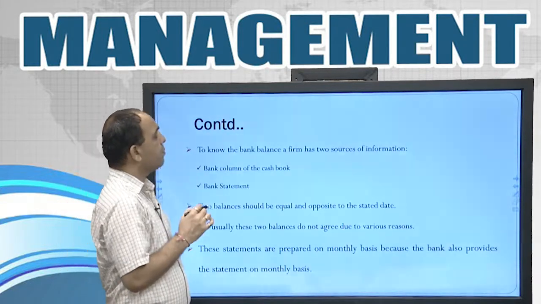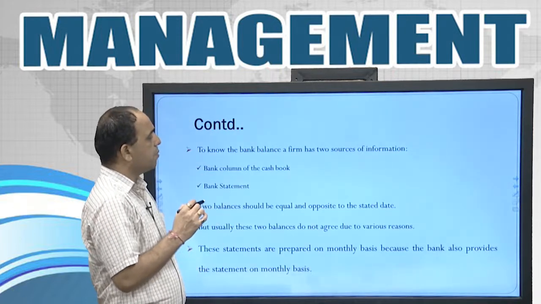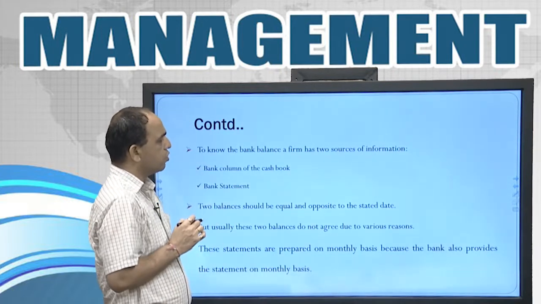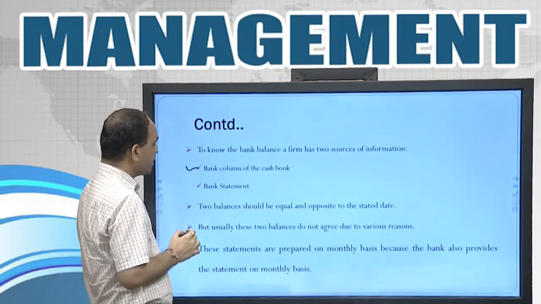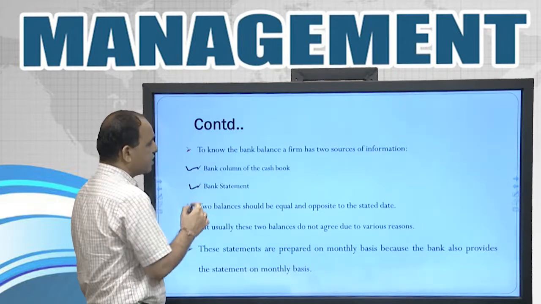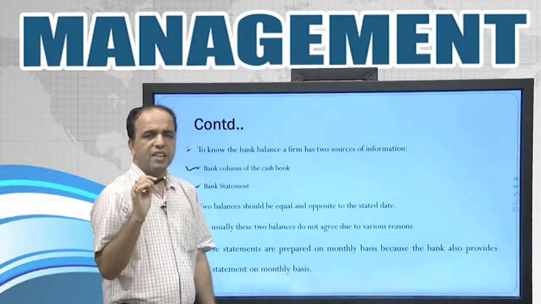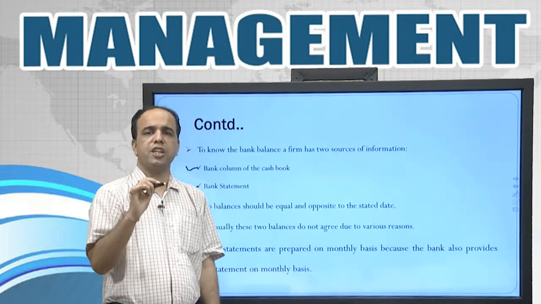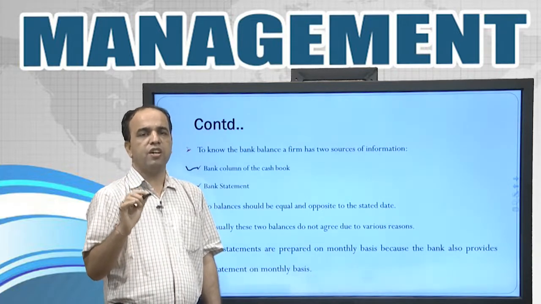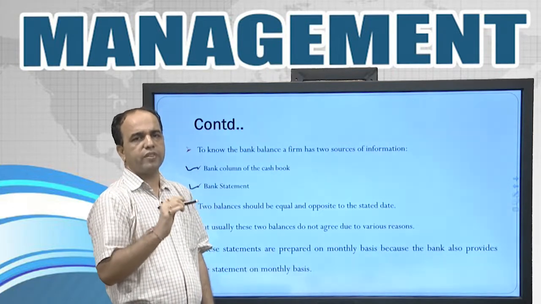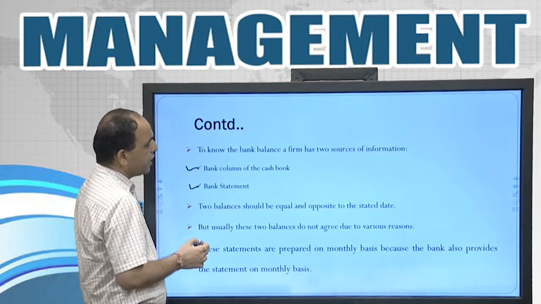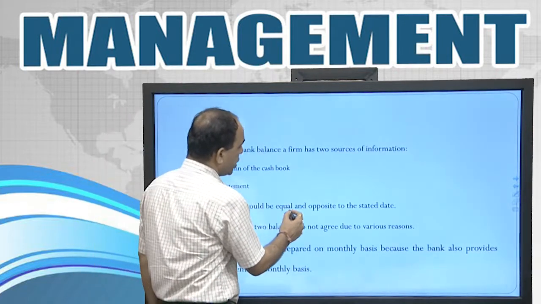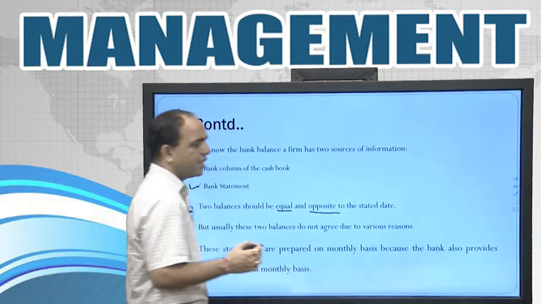To know the bank balance of a firm, it has two sources of information. One is the bank column of the cash book and the other is the bank statement. So, friends, as I said, in 2 columnar and 3 columnar cash book, generally we keep a bank column along with cash. Two balances should be equal and opposite to the stated date.